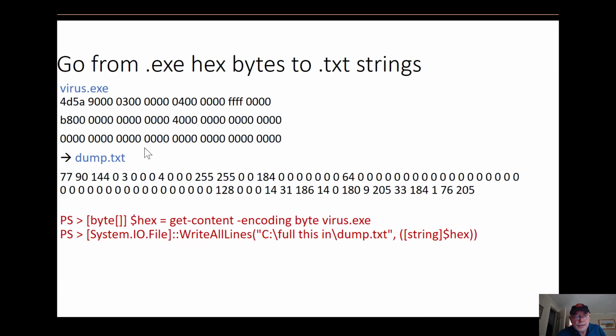What we want to happen is that here's our virus.exe file. So it's a string of bytes here. And we want to turn it into a text file where these numbers represent these pairs here. 4D, 5A is 77, this one is 90, etc. Okay, so just by running this code here, we get the content of virus.exe, and we encode it into bytes in this temporary file hex here, and then we're going to write that out to this file here, and I'm calling it dump.txt, in my file system.